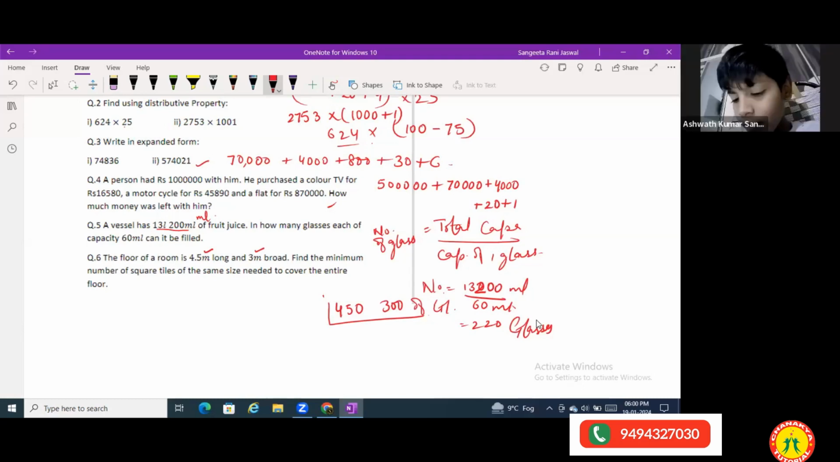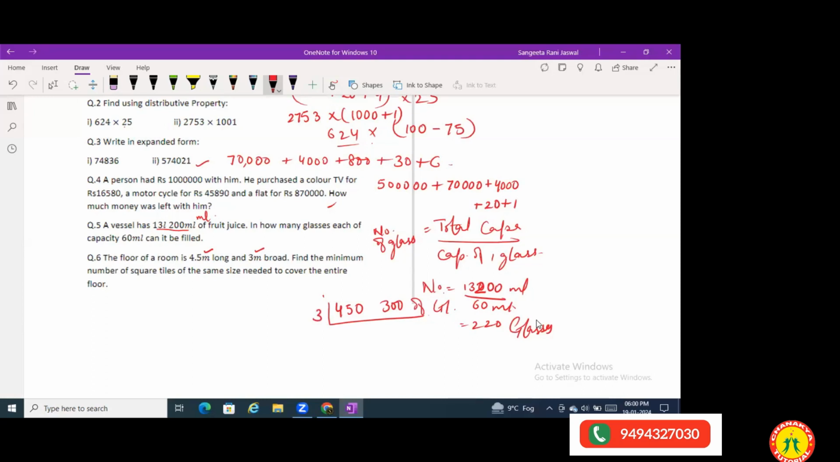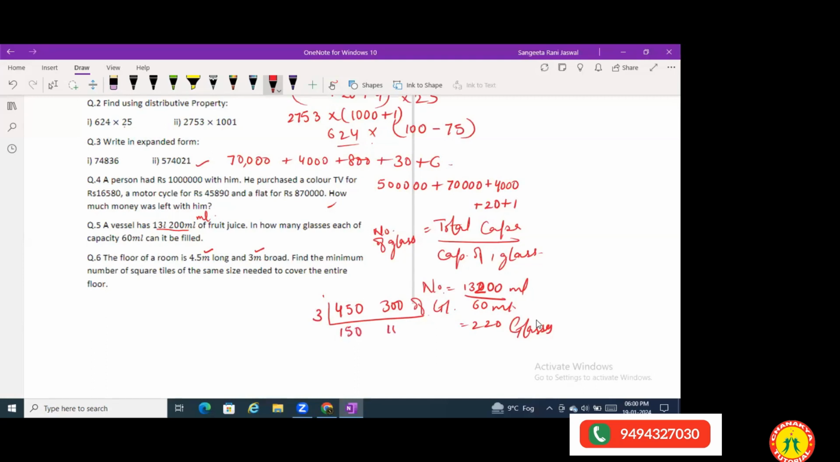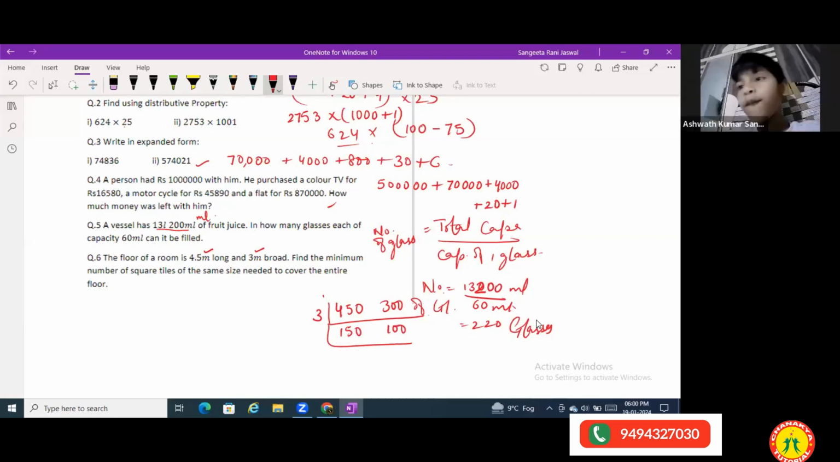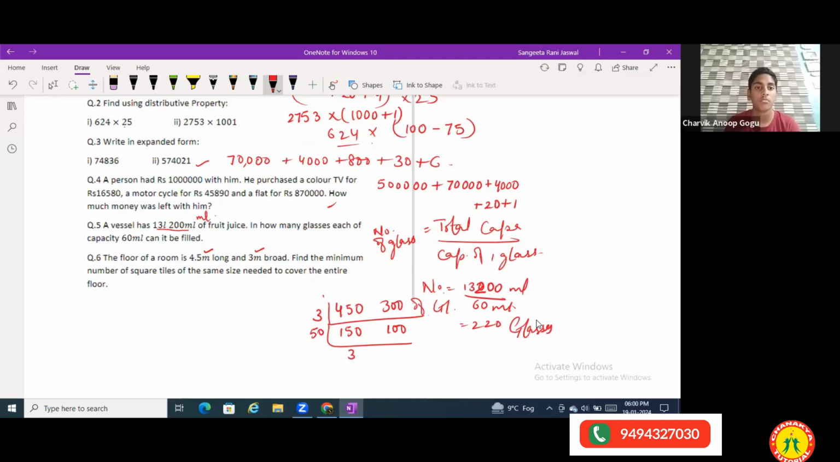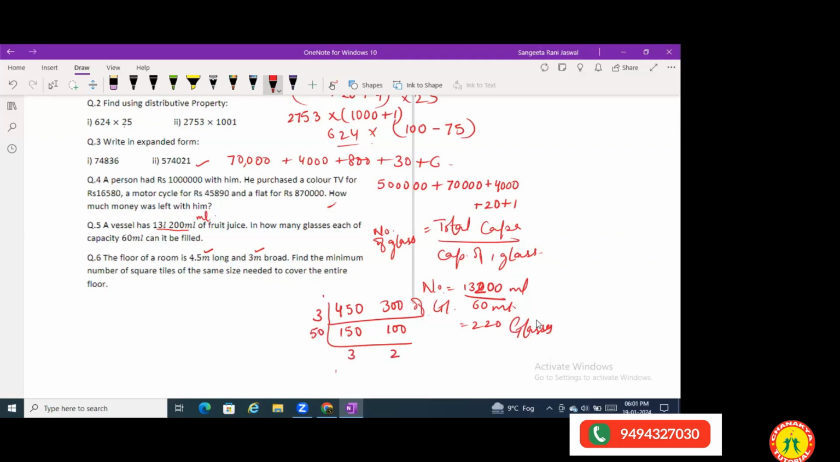Okay, so let's do with 3. So that's 3, 1, 3, 5, 50, 100. Then next, what will you do? And again, can we do with 50? Right? We'll do with 50. This becomes 3, this becomes 2. So the HCF will be 150. HCF will be 150, right?